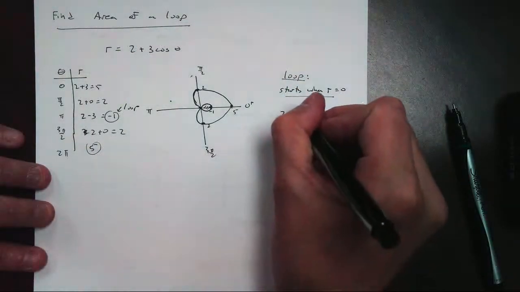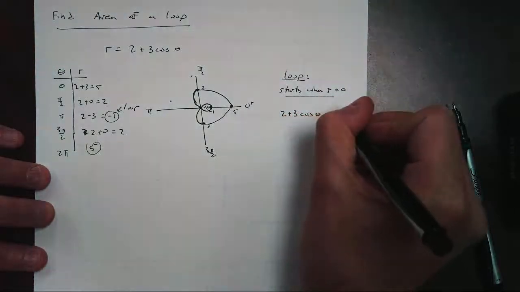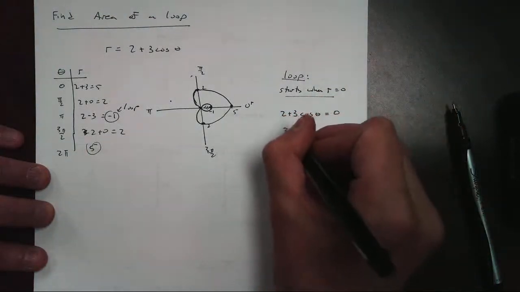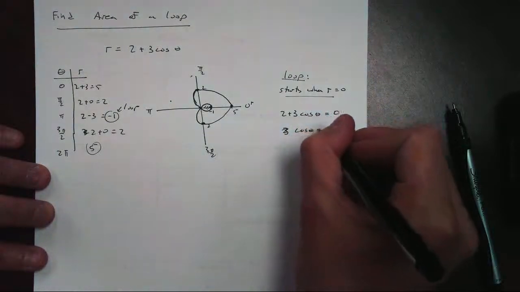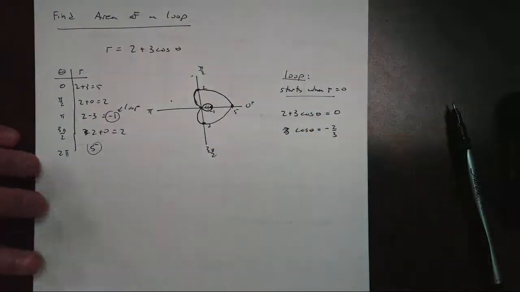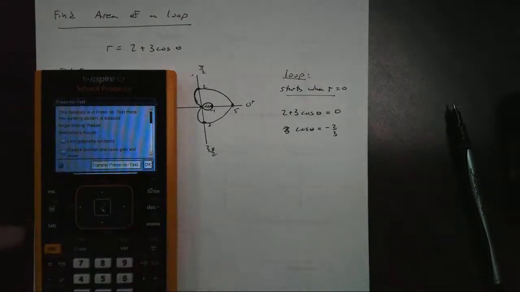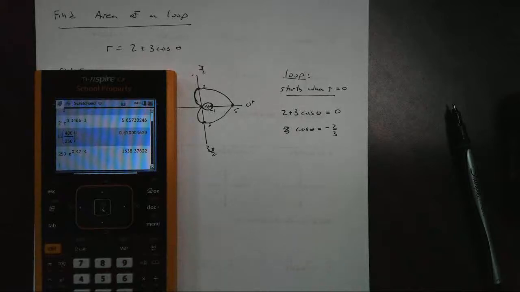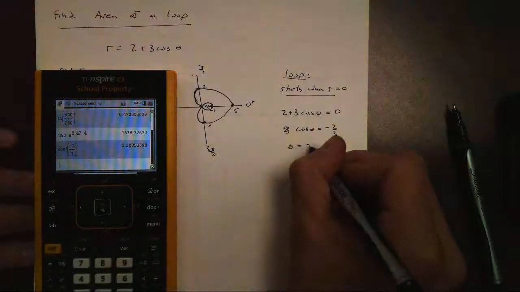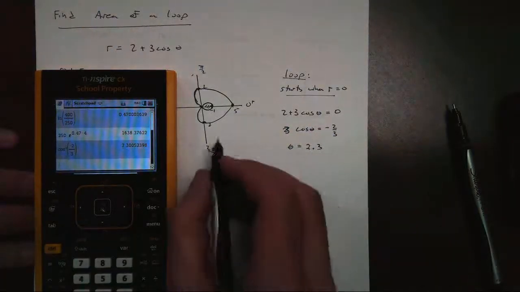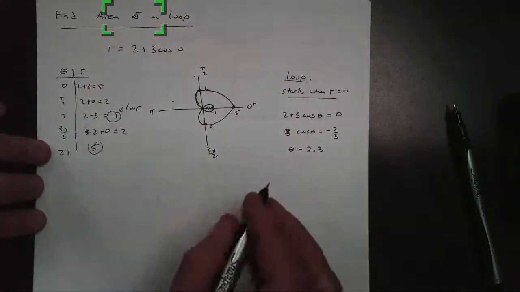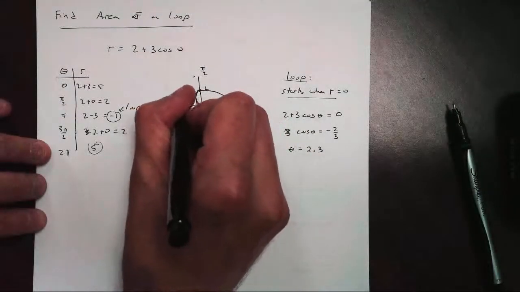So I'm going to go 2 plus 3 cosine of theta equals 0, and I get cosine of theta equals negative 2/3. Now, I have to use a calculator for this because we don't know those values. Most times the answers are much nicer for us. So I'm going to go second cosine, inverse cosine of negative 2 divided by 3. I hit enter, and it gives me theta equals 2.3. That's the first time it reaches 0, in the second quadrant.